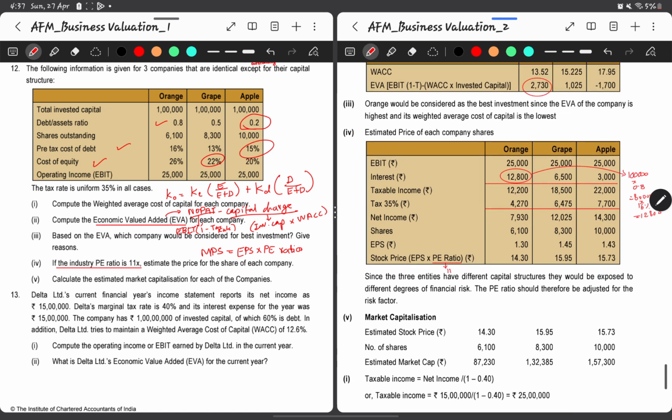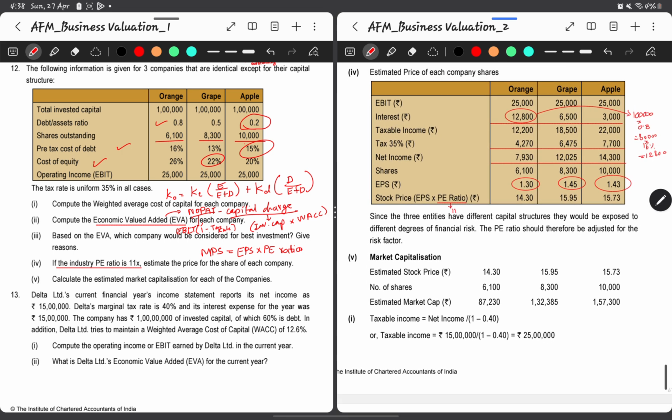Now we know the shares outstanding, and there is no preference or any kind of other equity investment. That's the assumption here. So this net income we are considering is only for the equity shareholders. Dividing it by the shares outstanding, so 6,100 in case of orange, 8,300 in case of grape, and 10,000 in case of apple, will give us the EPS. So 1.3 in case of orange, 1.45 in case of grape, and 1.43 in case of apple. Multiplying with the PE ratio 11, we get 14.3, 15.95 and 15.73.